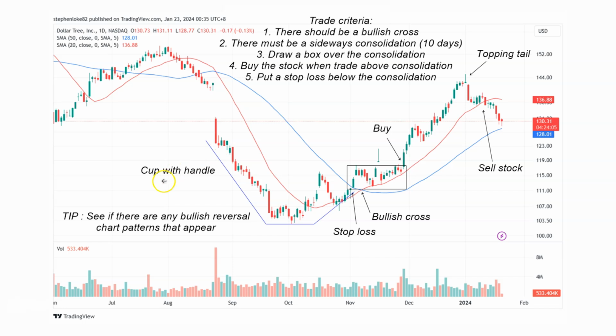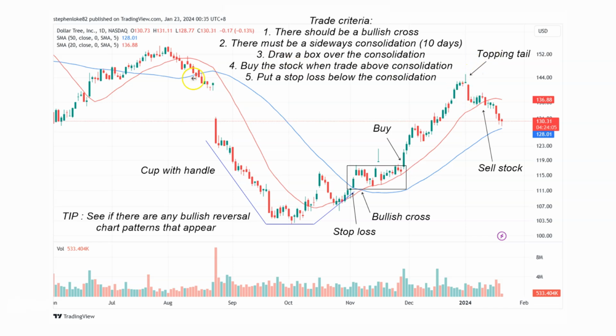So another tip I would like to give you is to see if there are any bullish reversal chart patterns that appear. If you have a bullish reversal chart pattern and a bullish cross, odds are it will strengthen the case and your stock is more likely to move up. So the stock went all the way up from a topping tail.